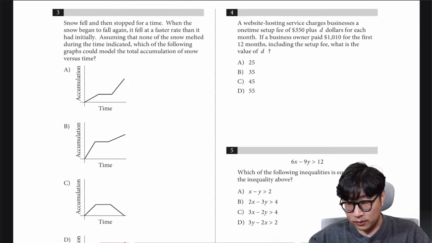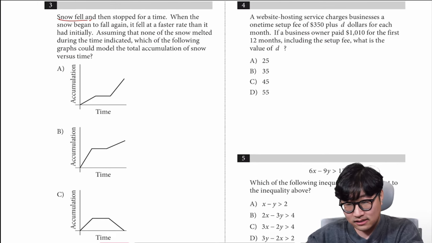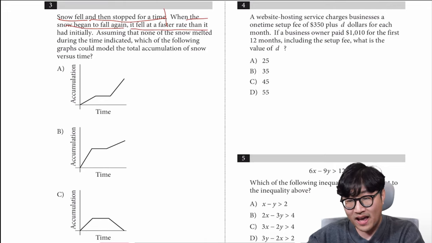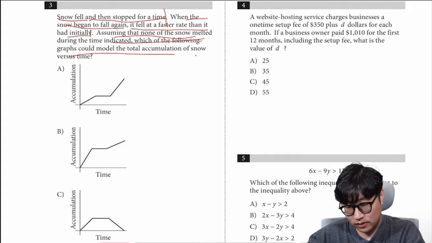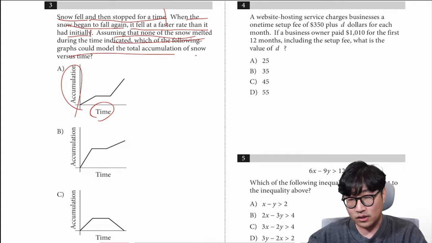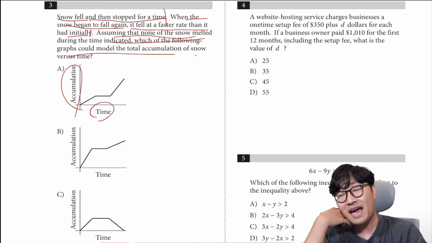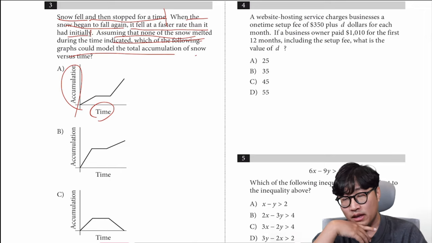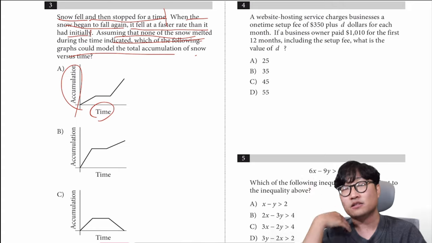Cool. Number 3, snow fell, then stopped for a while. When the snow began to fall again, it fell at a faster rate initially. Assuming that, blah, blah, blah, which of the following graphs? Okay, so time and accumulation. Well, in the beginning, snow's falling, not as badly, though. And then it kind of stops for a little bit. And then after that, it falls at a faster rate.